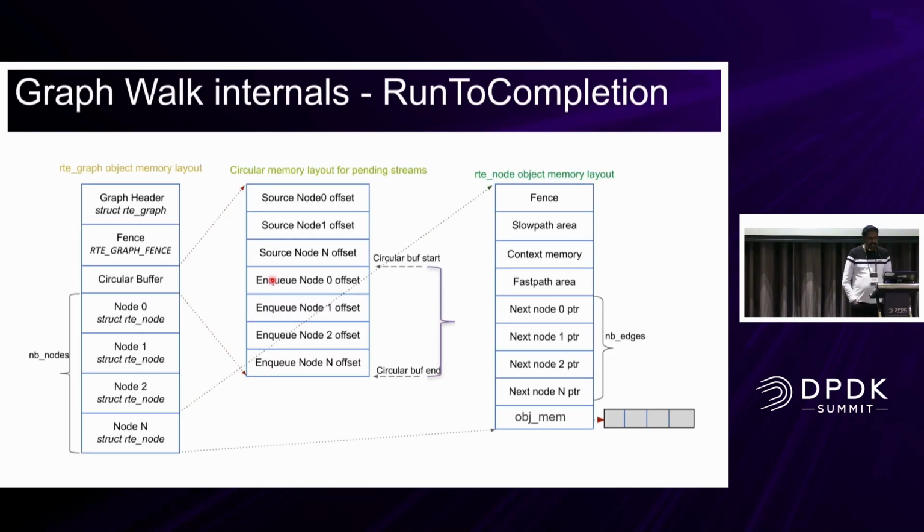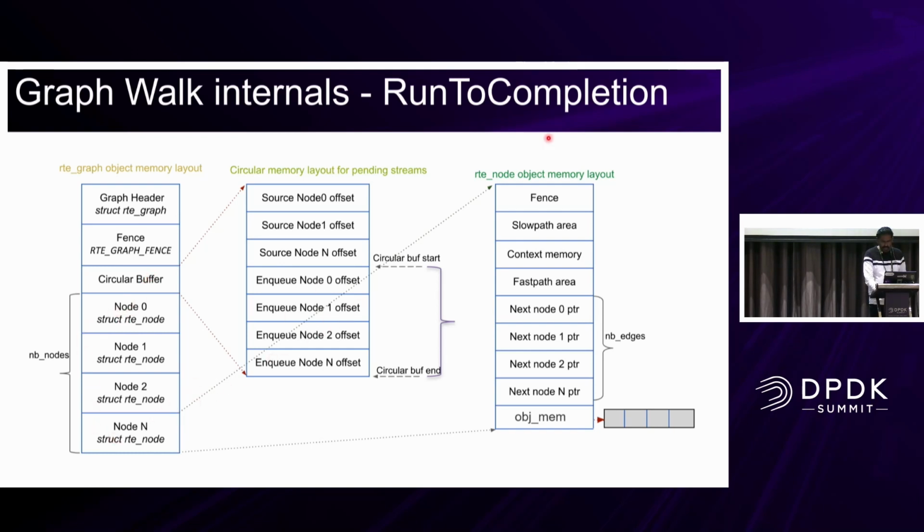This is more like the internals of graph work. Typically, you don't need to know this, but I'm putting it here in case you want to debug what's going on and how to improve performance, right? So this is the memory layout of the graph object. If you see the graph object, you have a header, there is a fence to detect memory corruption, the circular buffer comes at the end, and an array of the nodes is part of this.